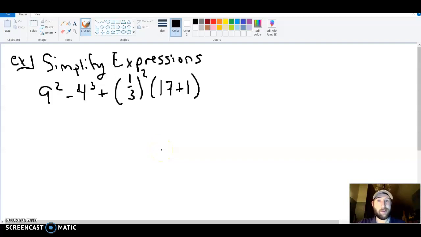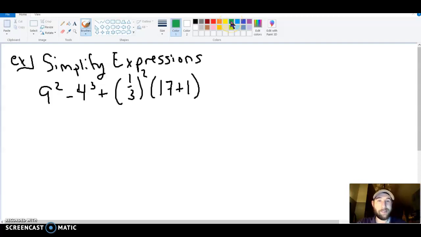Well, good morning. Today we're going to be looking at simplifying expressions. Now, in this we also have an expression that has just our regular numbers, it has squares, it has multiplication, it has division, it has everything. So we're going to walk through it little bit by little bit and make our way to the end. So let's go ahead and start with our order of operations.